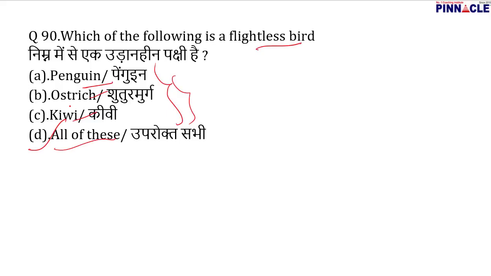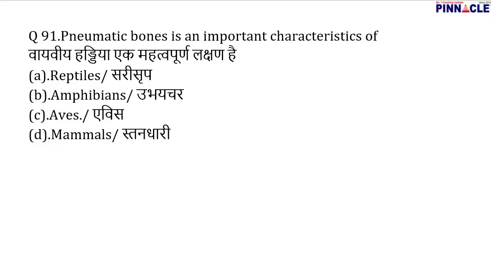And why so? Because they do not have the keel of the breastbone, which is the part of bone that is attached to the flight muscles. Since this particular bone is missing, these birds are unable to fly, and therefore they are regarded as flightless birds. After question number 90, let's move on to question number 91.